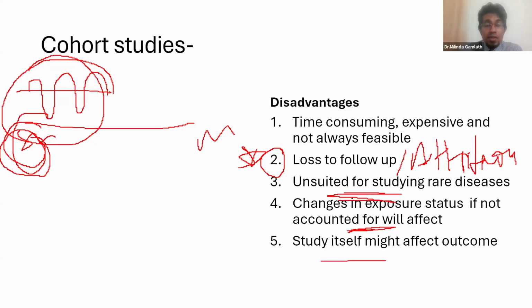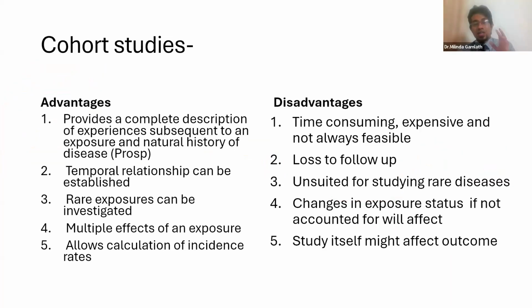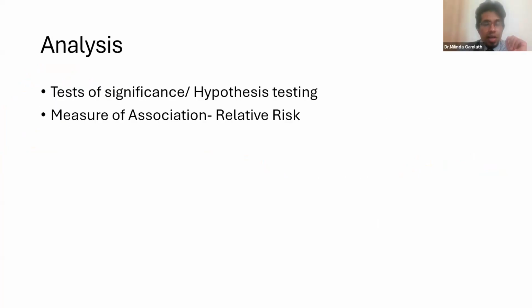And the study itself might affect the outcome. When smokers realize they are being investigated for the occurrence of lung cancer, they might change their behaviors. So that is another disadvantage. Those are the advantages and disadvantages of cohort studies, and you need to have a brief understanding of that. Next, regarding the analysis, we will not go into detail about this, but just know there are two ways of analysis.